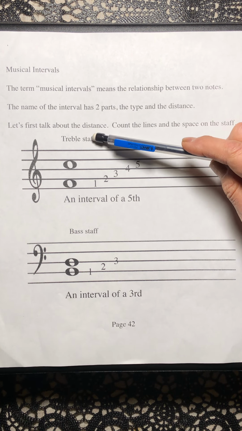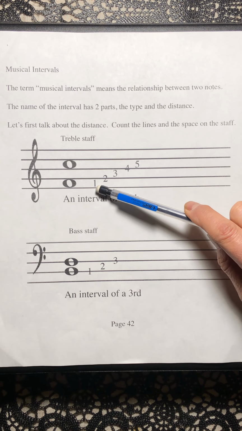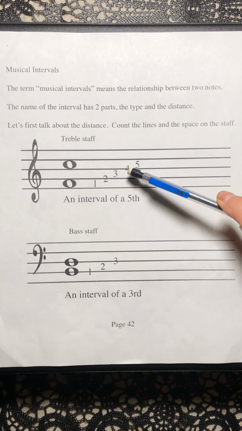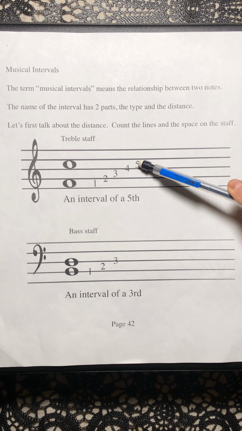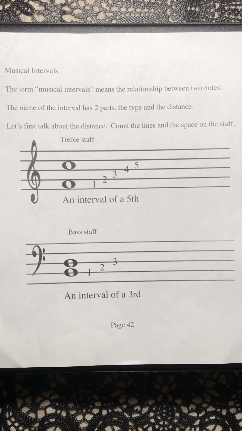Example, treble staff. F to C. Space 1, line 2, space 3, line 4, space 5. 5 steps. This is an interval of a fifth.